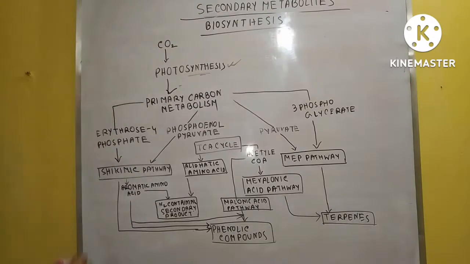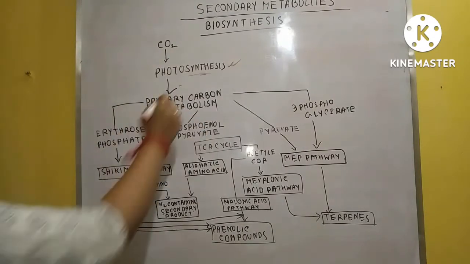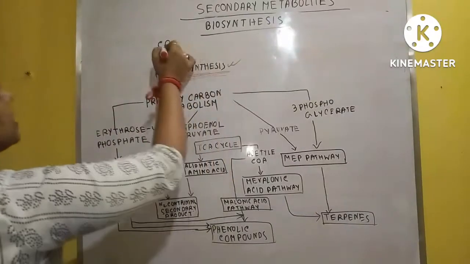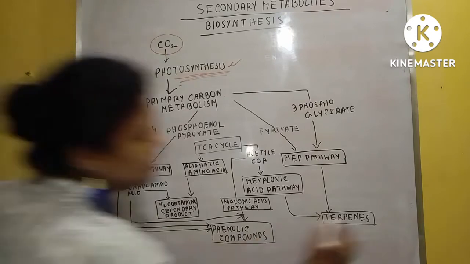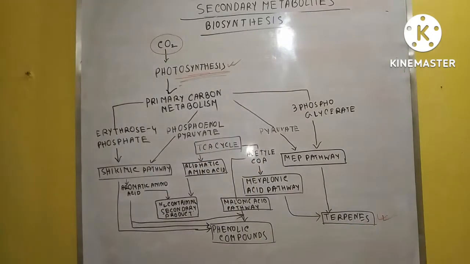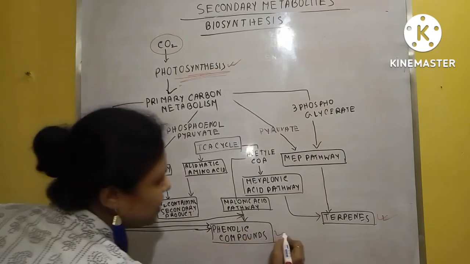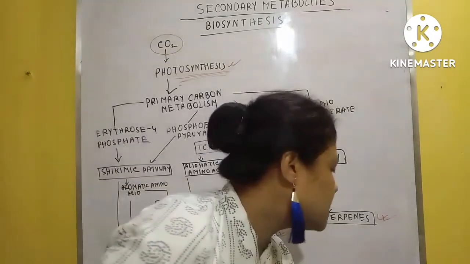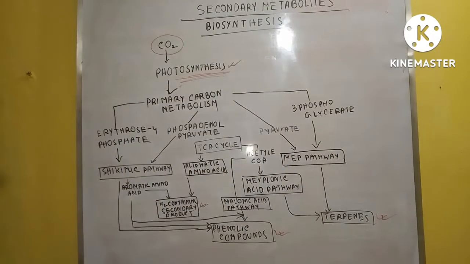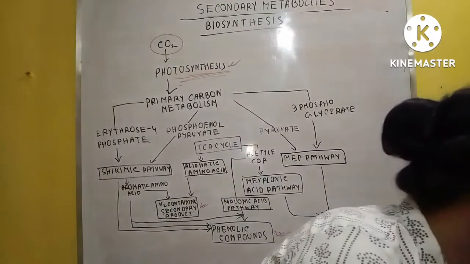During the photosynthesis, when carbon dioxide fixation is possible, at that time the secondary metabolites are formed. This is one secondary metabolite, terpenes. This is another, phenolic compounds, and the last one is the nitrogen containing secondary products.